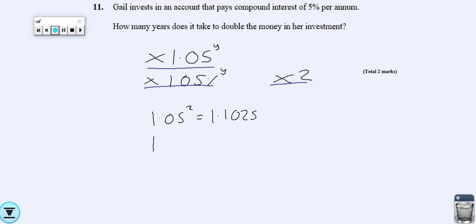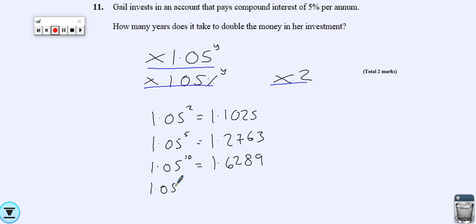Not big enough. Let's try 1.05 to the power of 5. Let's try 5 years down the line. It's 1.276. Change it to 4 decimal places each time. Still not big enough. Let's jump up to 10. 1.05 to the power of 10. Getting closer now. 1.6289.